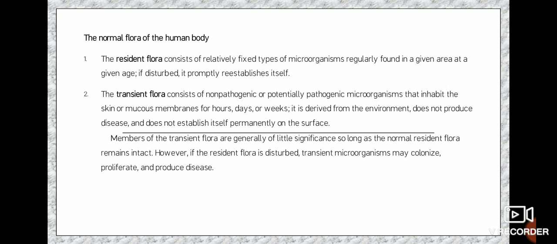And transient flora consists of non-pathogenic or potentially pathogenic microorganisms that inhabit the skin or mucous membrane for hours, days, or weeks. It is derived from the environment, does not produce disease, and does not establish itself permanently on the surface. Members of the transient flora are generally of little significance so long as the normal resident flora remains intact. However, if the resident flora is disturbed, transient microorganisms may colonize, proliferate, and produce disease.